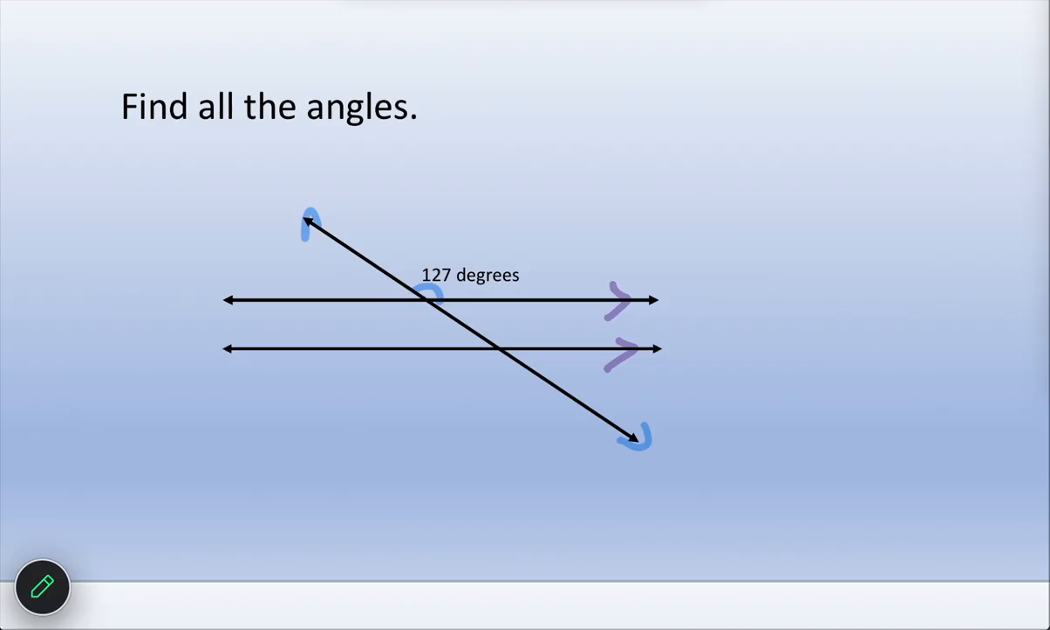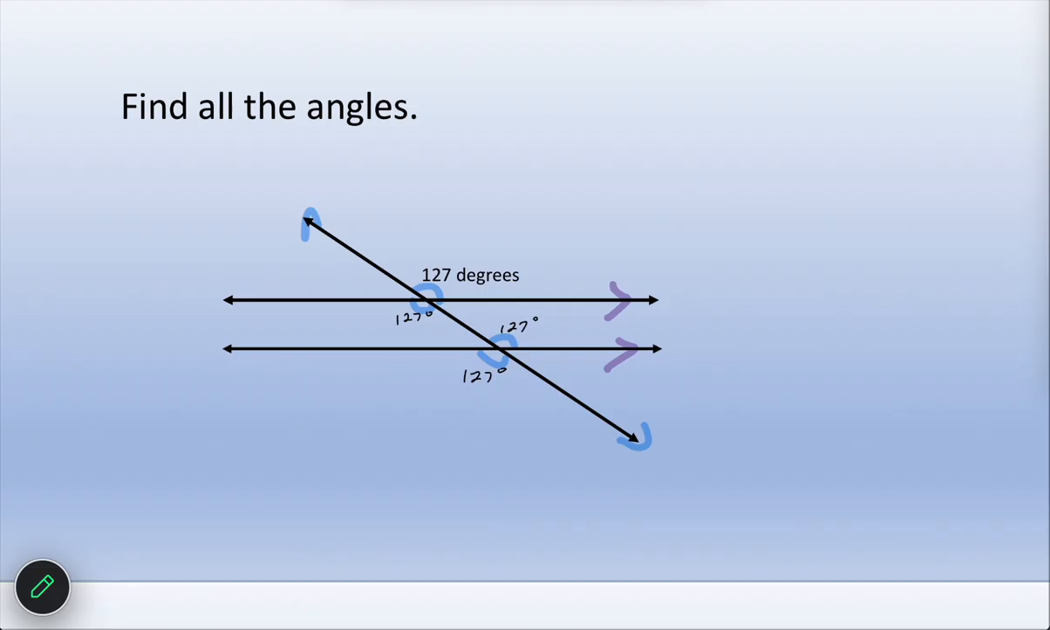Now, the first thing I'm going to do is mark all the ones that will be 127 degrees. This one's going to be 127 because of the fact that it is vertical. It's across from it when you make that X. These two are 127 degrees because of the fact that they correspond to the same location in the parallel line. So I can mark all of these as 127 degrees.